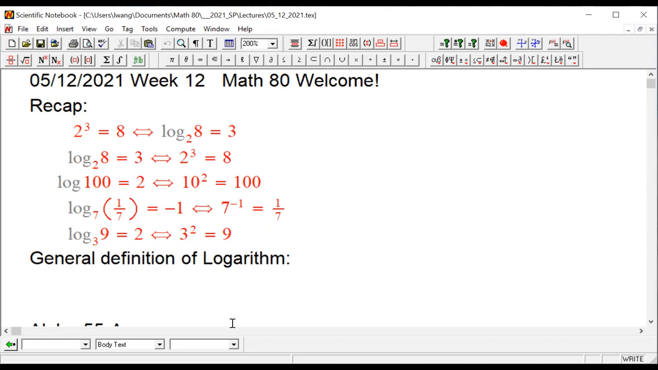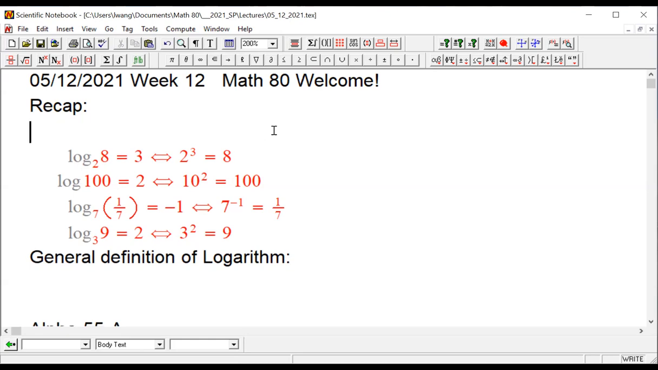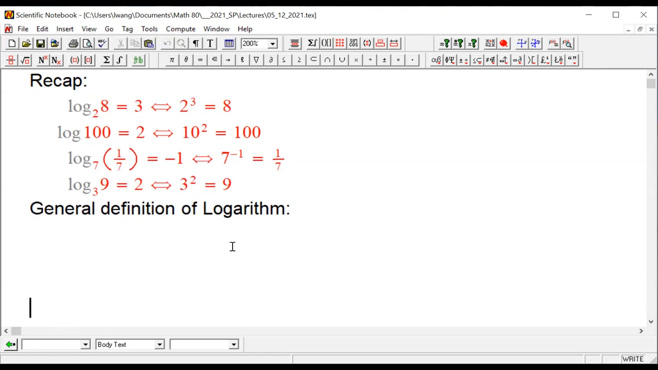Okay, the general definition of logarithm is this. If you look at these, you remove that, we have that already. Of course, you're gonna have the logarithm sign, and it will have a base. We can have base 2, base 10, base 7, base 3. So all of these will collectively be called B. And in the place of 8, 100, 1 over 7, 9, that position we're gonna call omega, or you can call it a baloney, whatever. It equals something on the right-hand side.